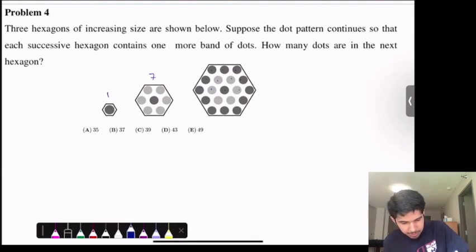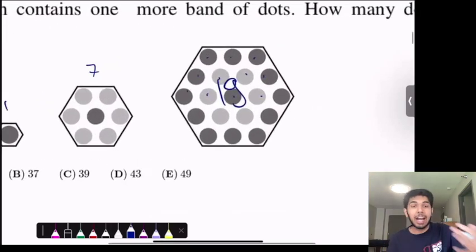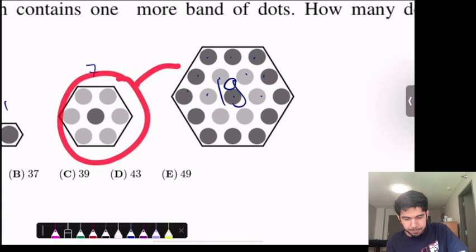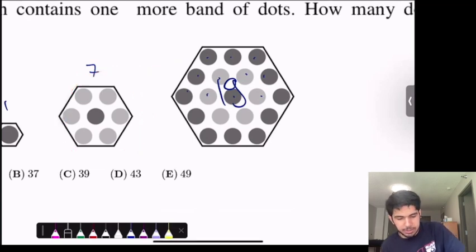I'll just erase some of this. Remember that there's 19 in this hexagon. And then we have to figure out how to create this band. So going from this hexagon to this one, let's take a look at what happened. So that hexagon, I'll just draw the outline of it here, and we can see what went on.